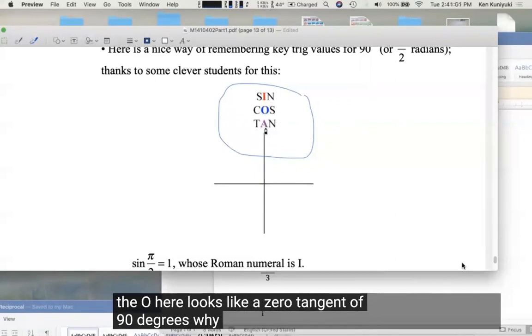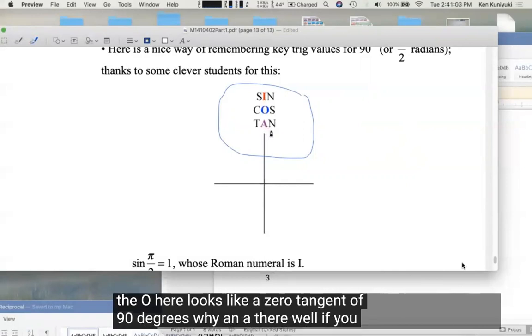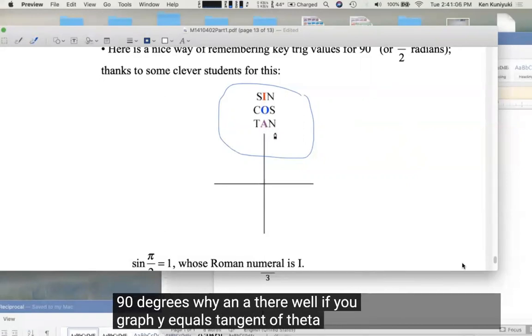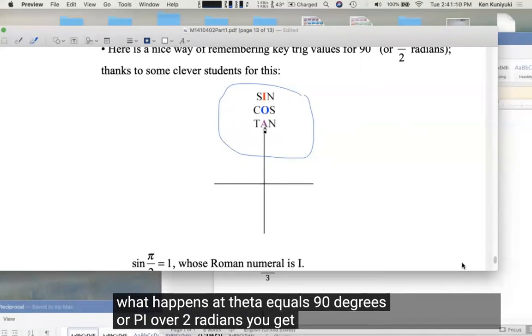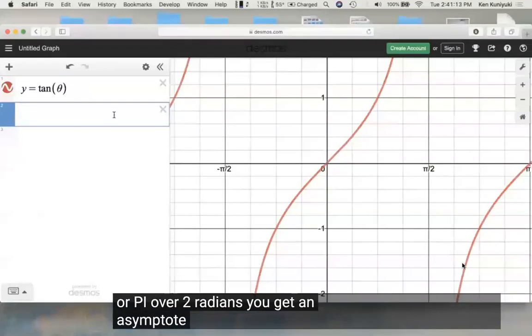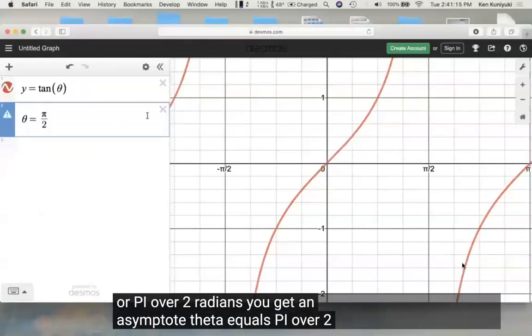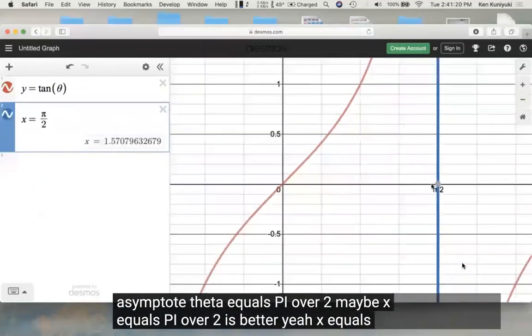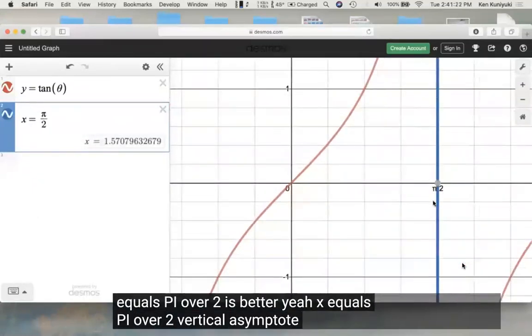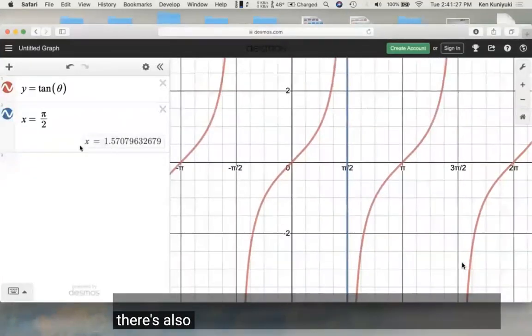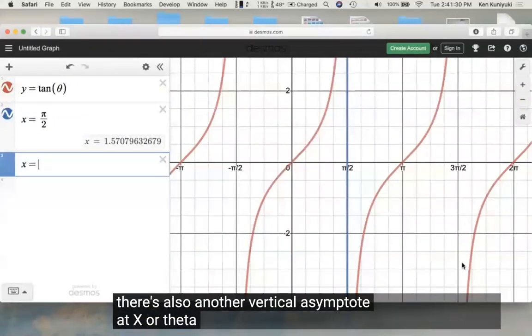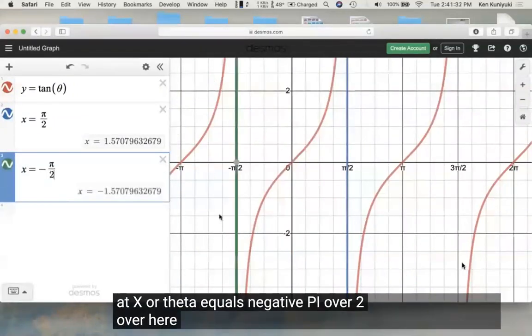Tangent of 90 degrees. Why an A there? Well, if you graph y equals tangent of theta, what happens at theta equals 90 degrees or pi over 2 radians? You get an asymptote. Maybe x equals pi over 2 is better. Yeah, x equals pi over 2, vertical asymptote. There's also another vertical asymptote at x or theta equals negative pi over 2 over here. We'll talk more about these later on.